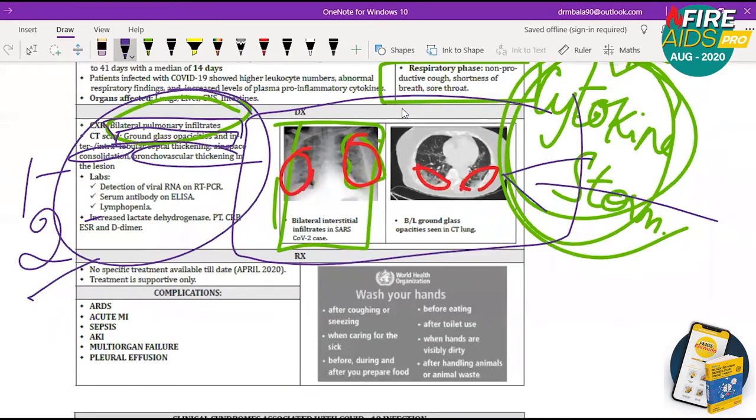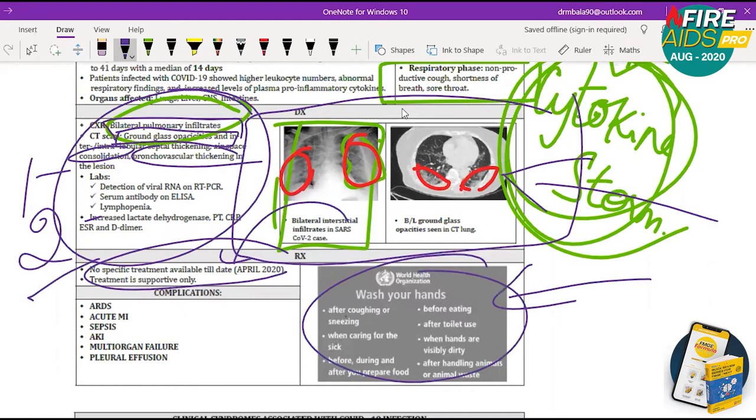So we know as on date, this was updated on April 2020. As on that date, and even till now, there is no actual treatment. So it is all supportive treatment only. So the basic things we can do are WHO's ideas, that you can wash your hands after sneezing, coughing, when caring for the sick, before, so whatever. So you have to wash your hands. That's what WHO says. So I don't know if they're going to give that logo or not.